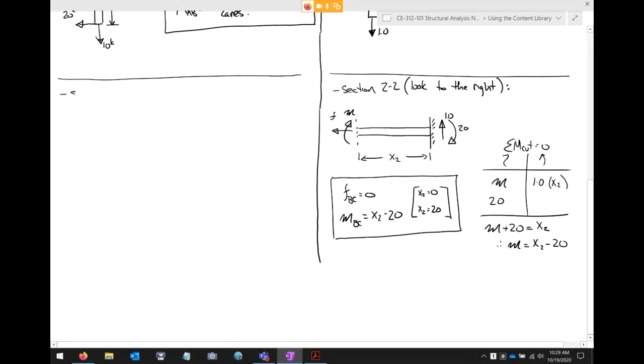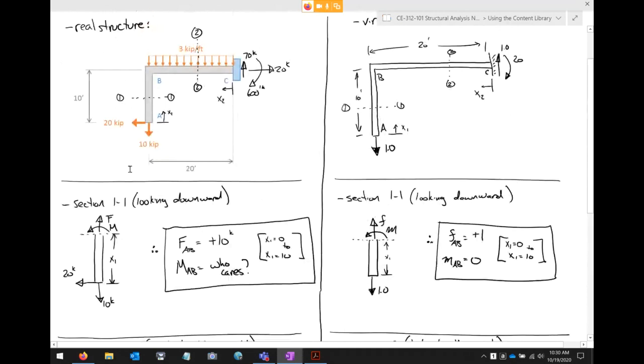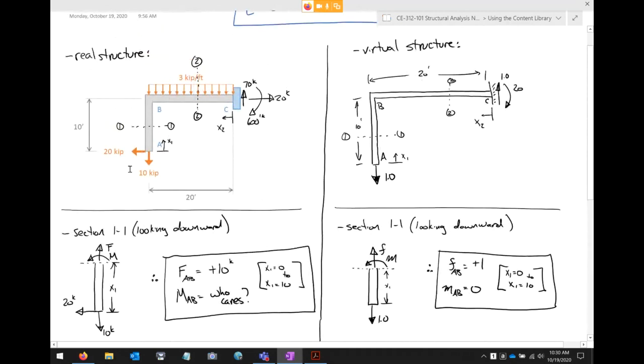All right, so now let's do section 2.2 over here. Again, look to the right. And again, the key issue here is to just be consistent. So we cut a section, look to the right. So maybe I'll scroll up a bit here and make sure that we remember what we're going to see. If I cut a section and look to the right, I'm going to see the distributed load. I'm going to see all the reactions over on the support at C, the 70 kips, the 600, so on and so forth.